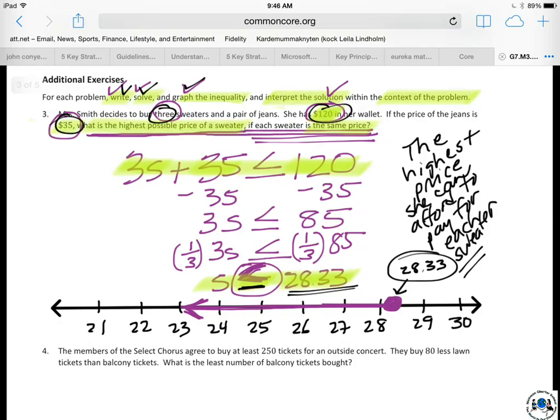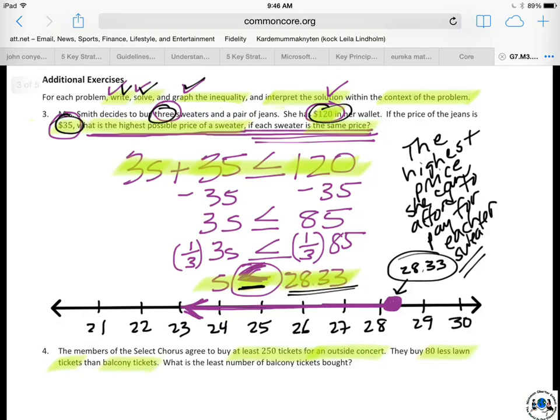Okay, welcome back. I hope you've achieved some success. I'm going to turn to a clean sheet of quote-unquote paper here, but I have to read the question because the question is down here in the bottom. So it says, members of the select chorus agree to buy at least 250 tickets for an outside concert. They buy 80 less lawn tickets than balcony tickets.